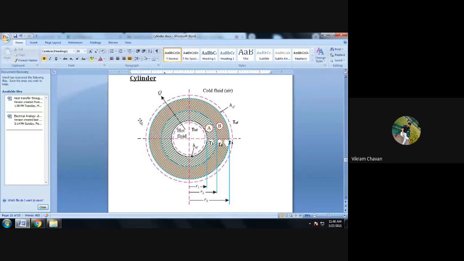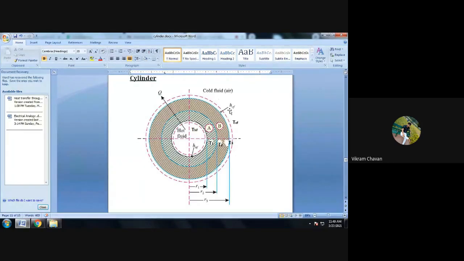So the external fluid, or the external air, or the external environment, is having the temperature T suffix Cf. So that fluid we have to consider as a cold fluid. Internal fluid we have considered as a hot fluid, and external fluid as a cold fluid. That cold fluid is having the temperature T suffix Cf.